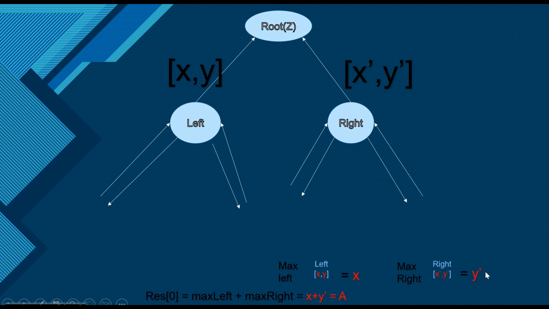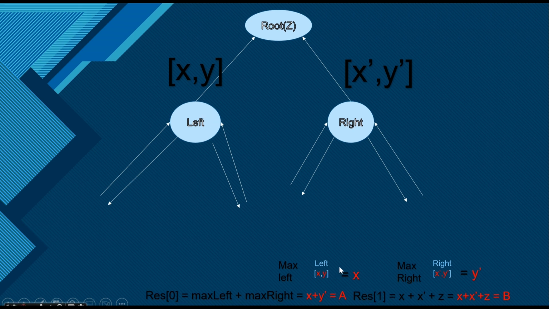So at root z or the parent root, to calculate the first value of the resultant array, we will take the maximum left and the maximum right, right? And we will add them, and that value will be the first value of the resultant array. So suppose the value is a, and for the second value of the resultant array, we will take the first value of the left and first value of the right.